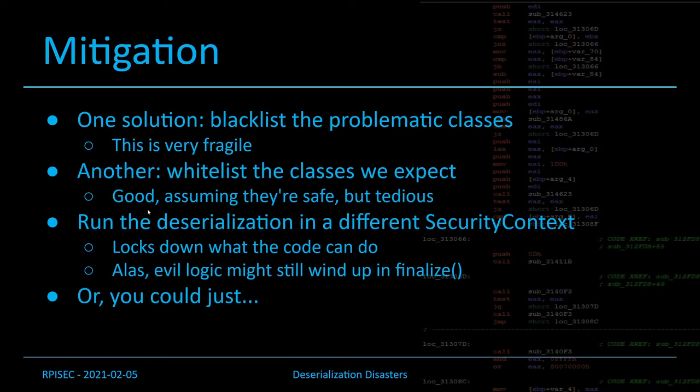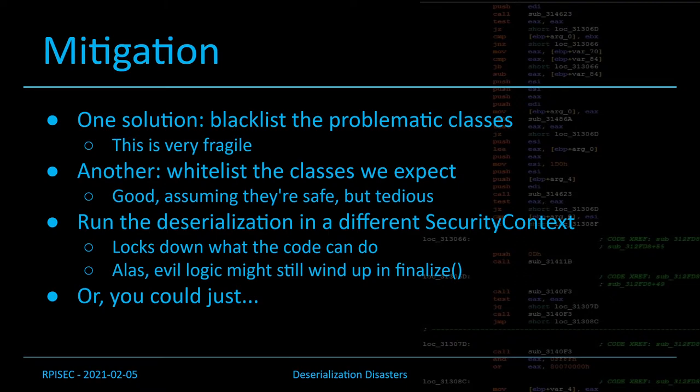Alternatively, you could whitelist the classes you actually expect to deserialize. So if you're doing some inter-process communication here and you're like, okay, I'm only ever going to receive this one specific thing, then you can actually tell it, okay, look at the class name. If it is not the one I expect, just don't deserialize it. That's good, but it is tedious.